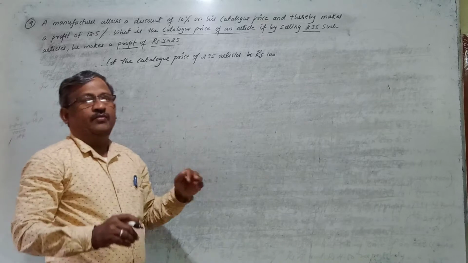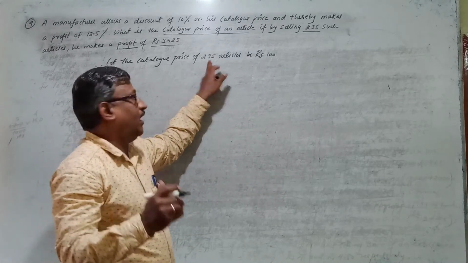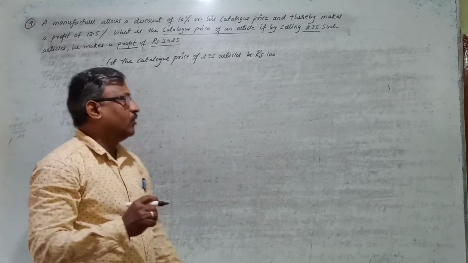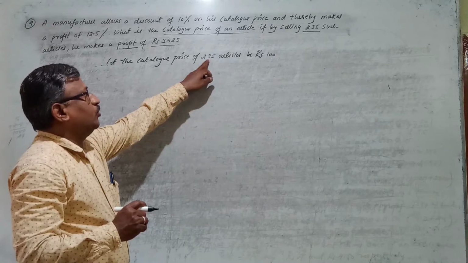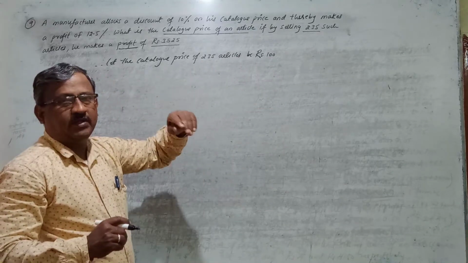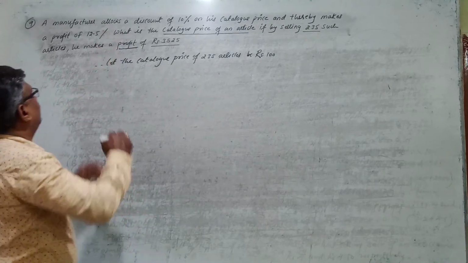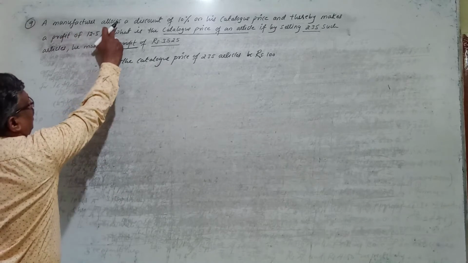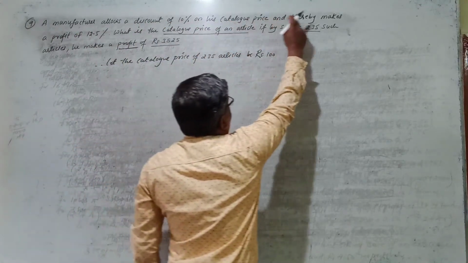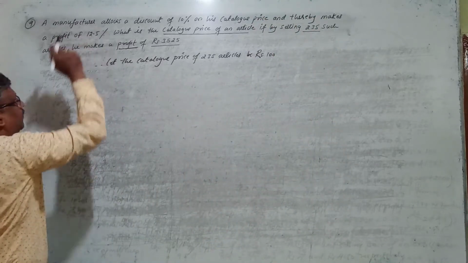Means we have marked the price of 235 articles for sale at what price? At 100 rupees. Now we are going to sell 235 articles at 100 rupees. Now when the customer comes to buy the articles, we are giving discount. How much discount are we giving? Here they have said clearly, a manufacturer allows a discount of 10% on his catalog price and thereby makes a profit of 12.5%.